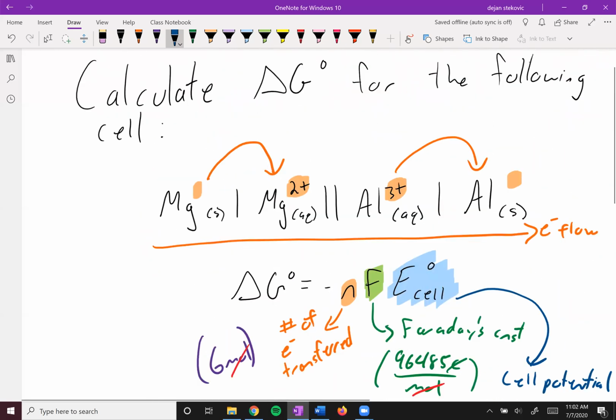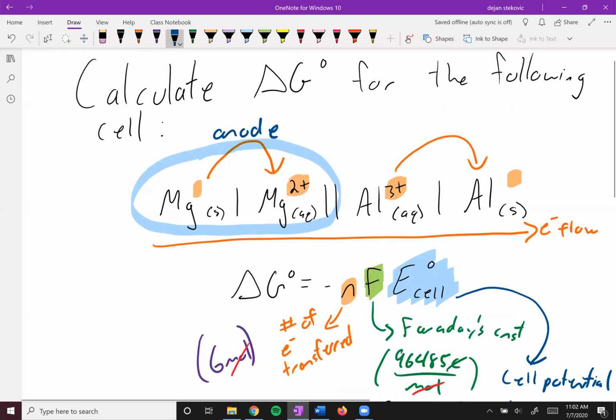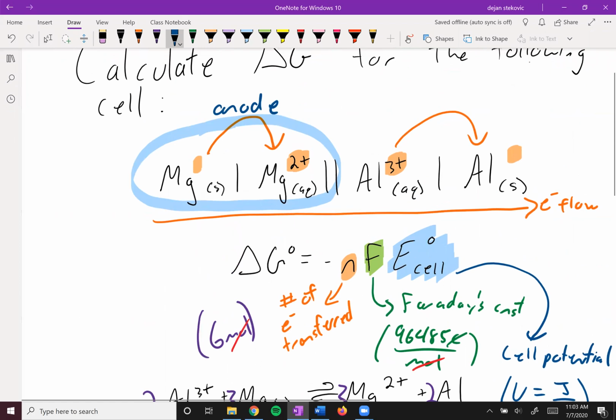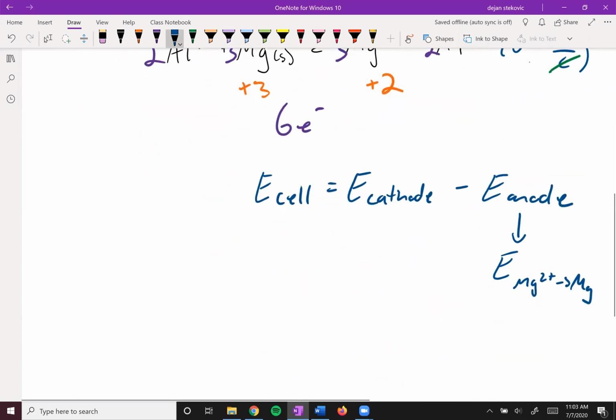And so we go back up to our cell diagram over here. And then we see on this left side, what we have occurring here is oxidation, right? Oxidation occurs at the anode. So magnesium is the anode. So the cell potential here will be the cell potential of magnesium in its 2+ form. And then over here, we have reduction occurring. Reduction occurs at the cathode. So we know this side is the cathode, so aluminum is the cathode.